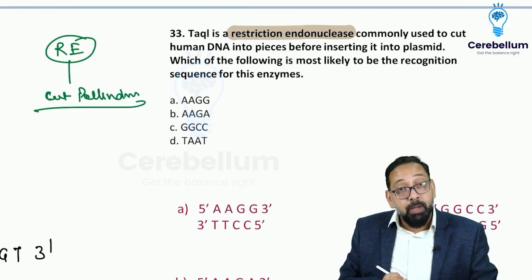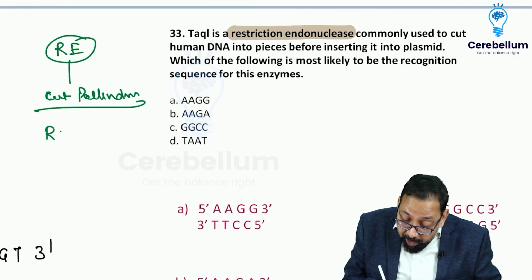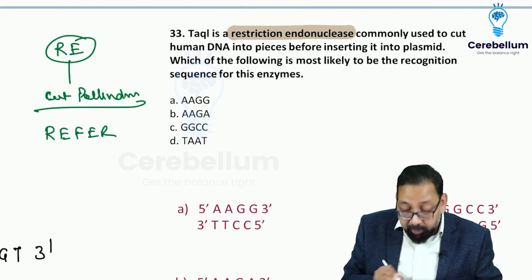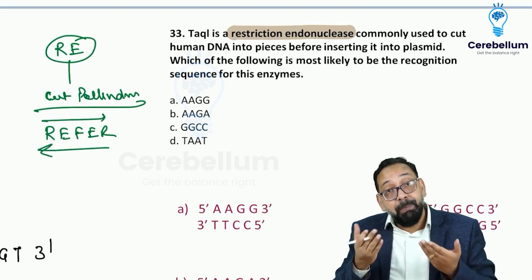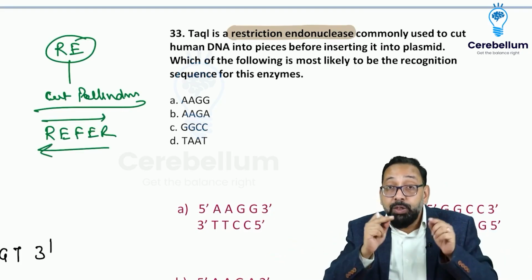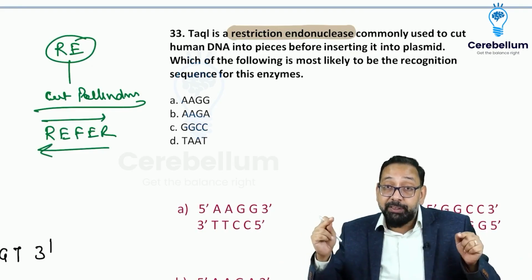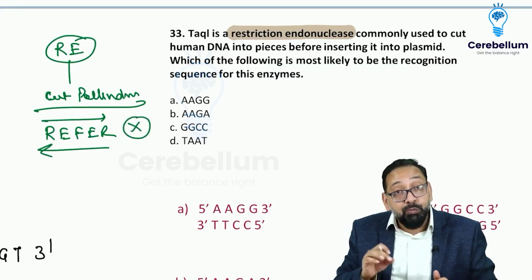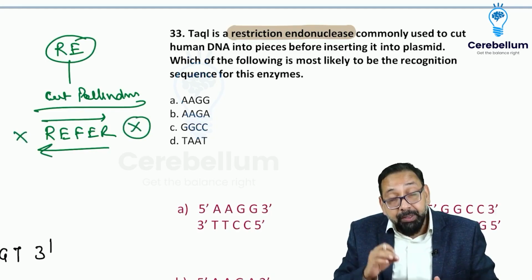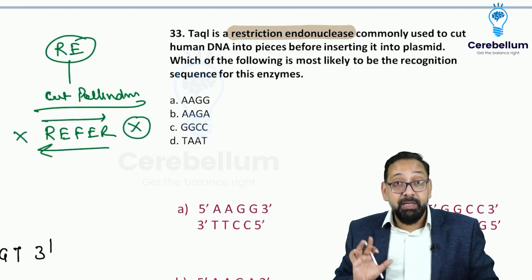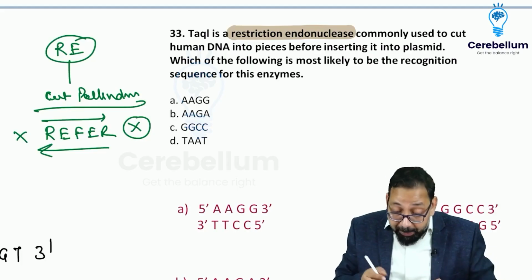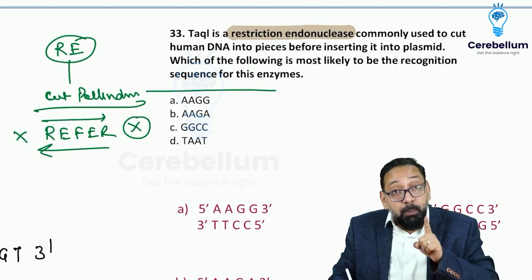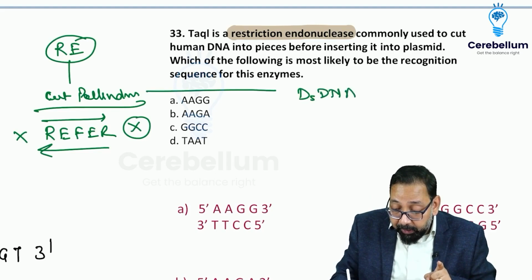What is palindrome? Palindrome, REFER. If you read in this direction or this direction, this is palindrome, same. If you read in both directions, sequence should be same. But this is not a good example, because when we remember this example, we think that palindrome is single-stranded DNA. But remember point, palindrome is first point, double-stranded DNA.